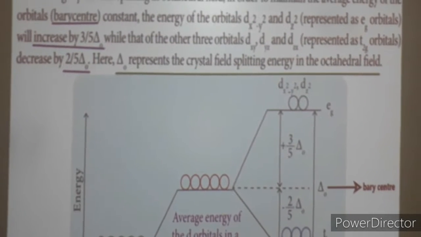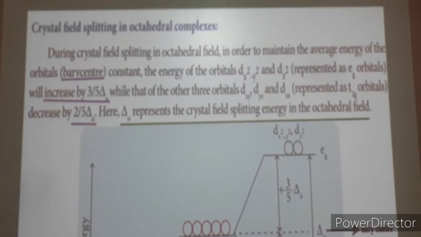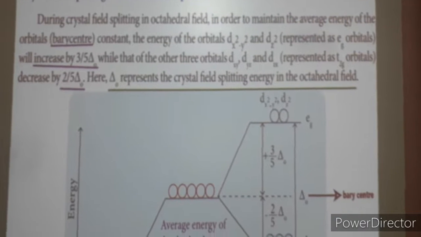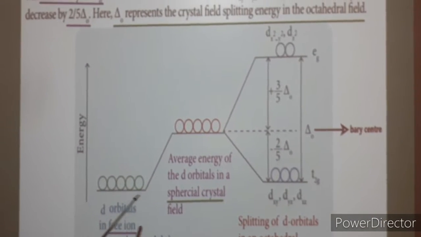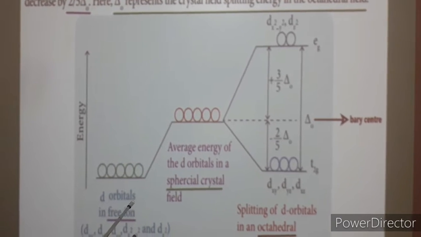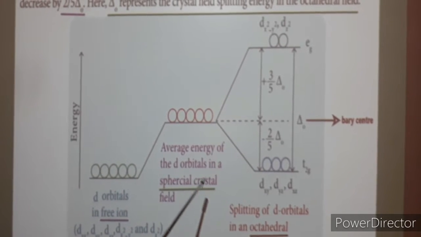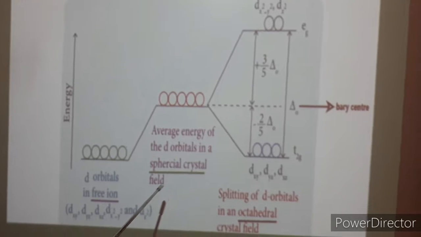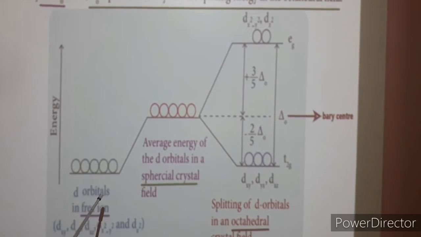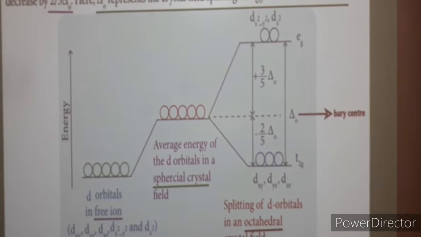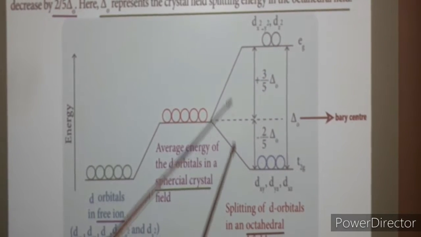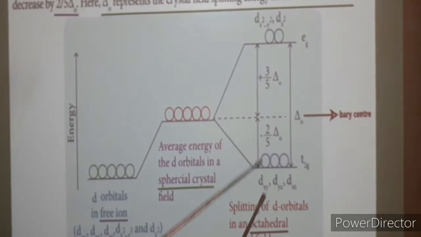Next, we are going to see the octahedral field only. Now we are seeing the central metal atom in the free state. The d orbitals have the same energy. When the ligands approach the central atom, they form one field, that is a spherical crystal field. In that field, the energy of the d orbitals somewhat rises, and after that, before the complex formation, the d orbitals are going to split.